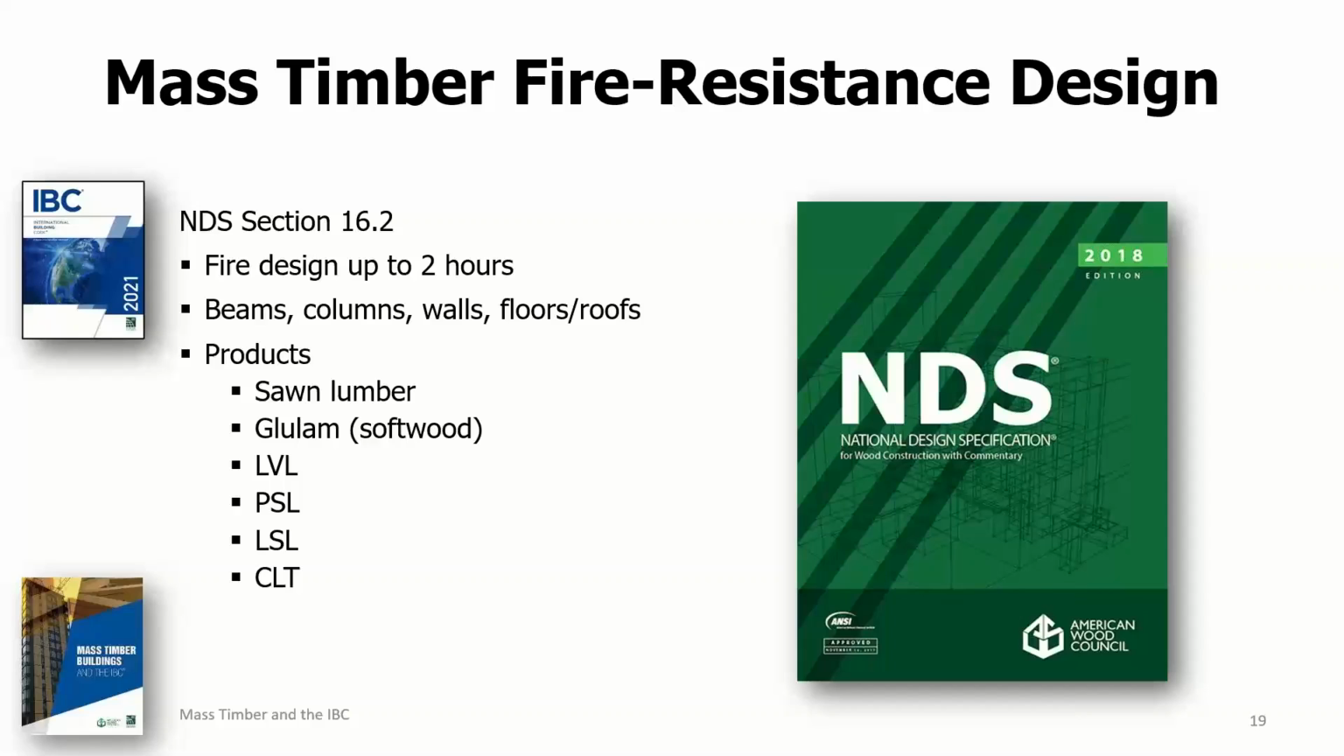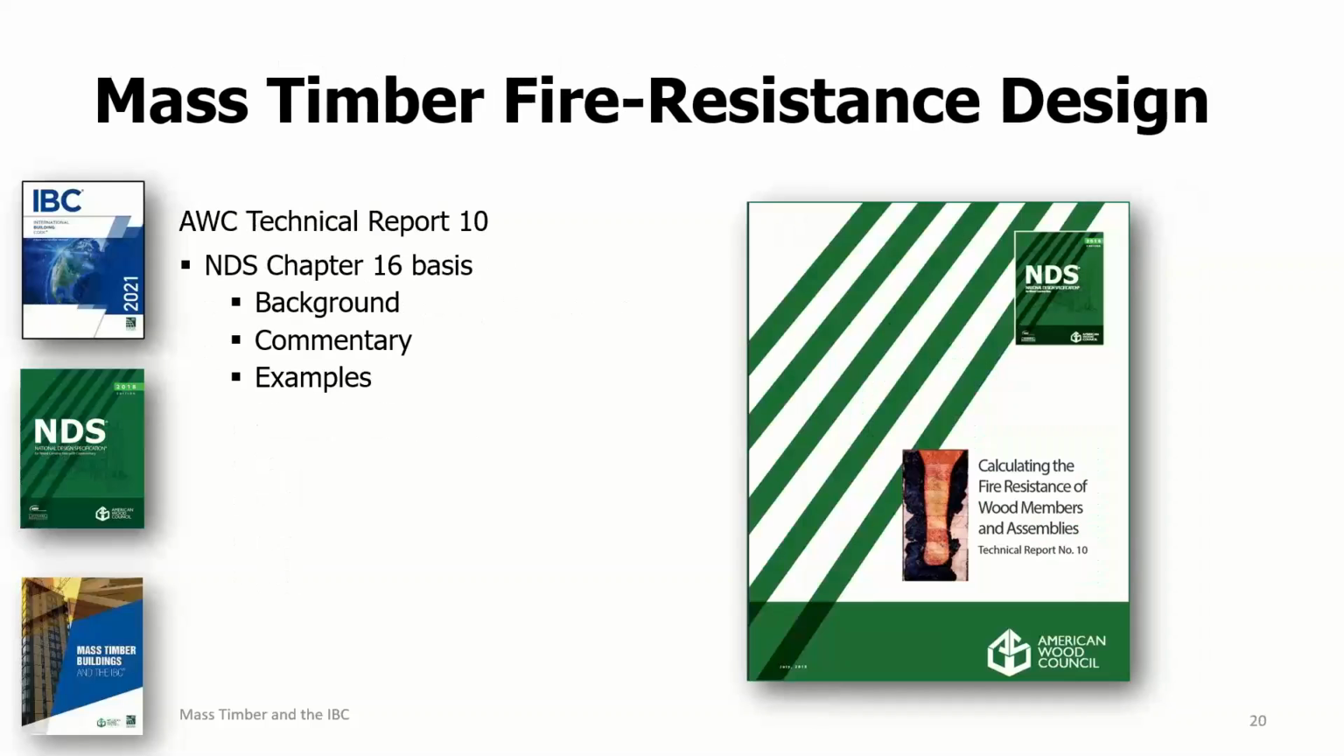For decades now, the NDS has addressed fire design of traditional heavy timber members that were already included within its scope. These materials include sawn lumber, glued laminated timber, and structural composite lumber such as LVL, PSL, and LSL. But then also, for the first time in the 2015 edition, the NDS was expanded to address cross-laminated timber, or CLT. And of course, because of this, Chapter 16 now addresses fire design of CLT as well, along with the other wood products that are listed here. And then TR10 has also gone through some recent updates in order to support and provide background for the changes to the NDS, and also the commensurate changes to the code itself.